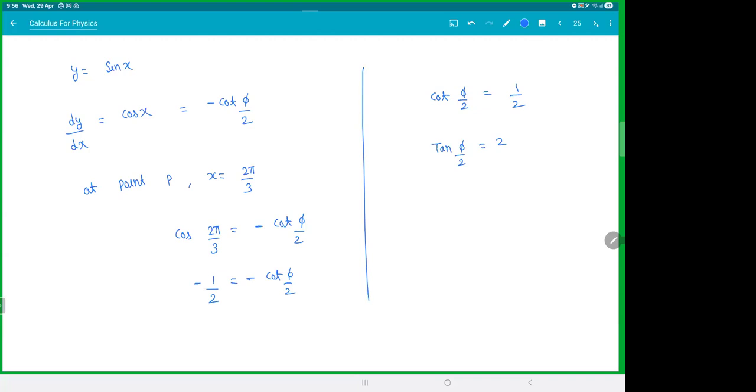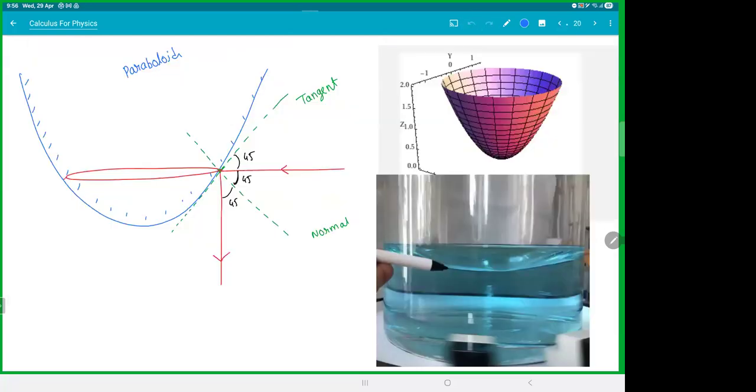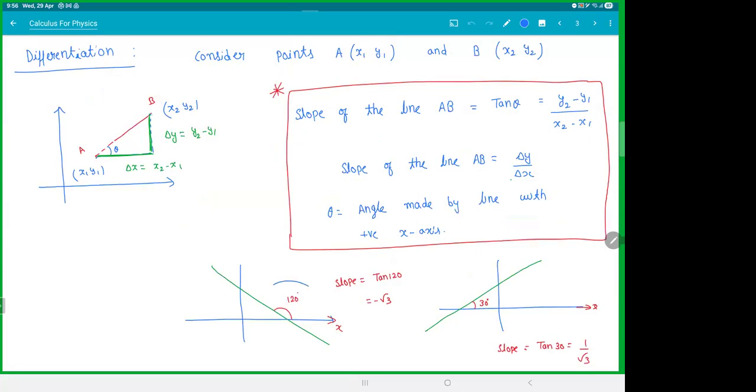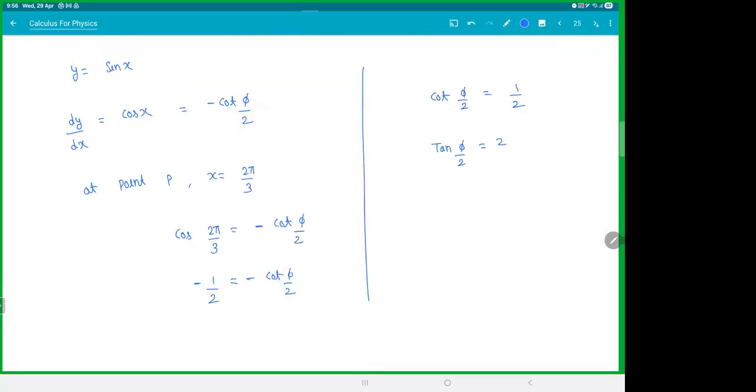You check it out. Why did you choose 90 plus phi by 2? This whole angle has to be 180. If that whole angle is 180 and this angle is 90 minus phi by 2, this should be 90 plus phi by 2. And how is slope defined? We wrote that in the beginning. The slope is defined as the angle with the positive x-axis. We always take that angle with the positive x-axis. Right, Dhruv? Yeah. And then you're done.